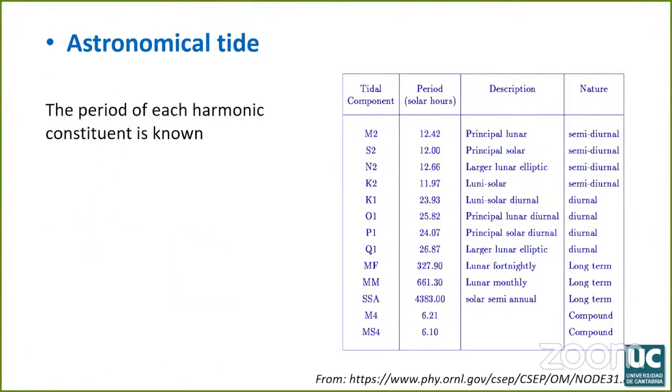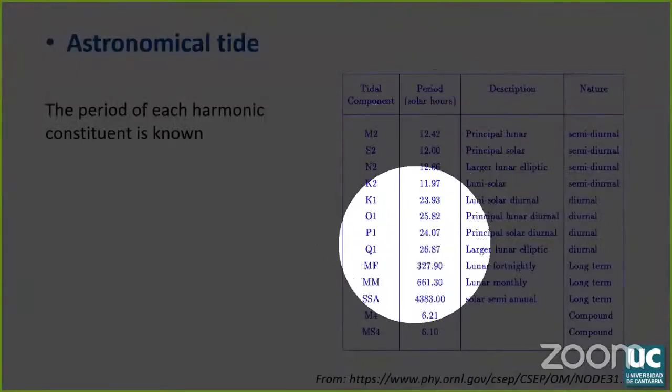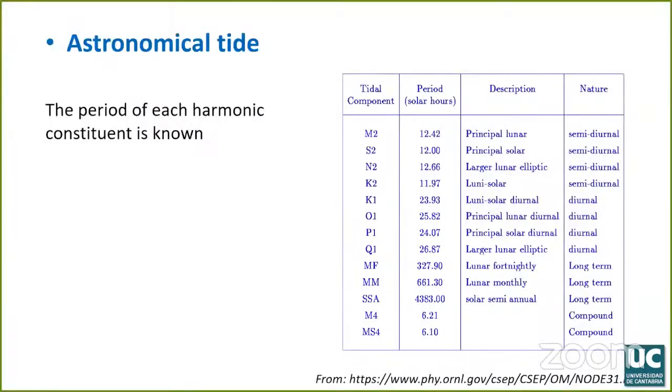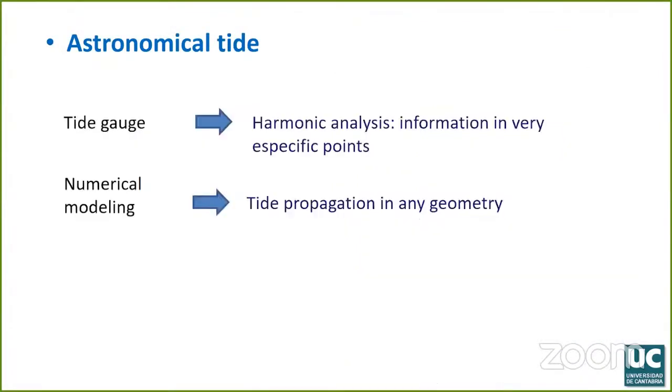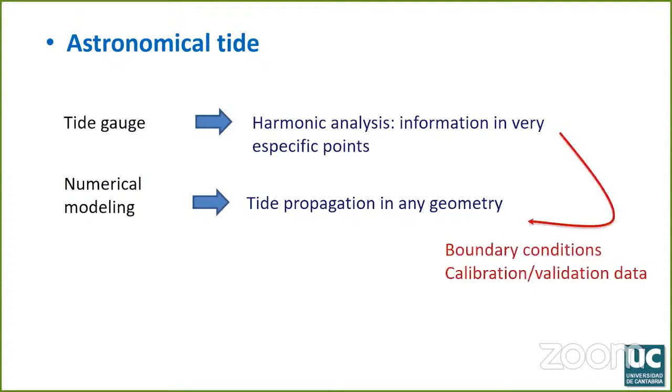Here you have a table of principal harmonic constituents. Note that the period of each harmonic constituent is known because, as I said before, the different periods represent astronomical motions between the Earth, Moon and Sun. So, if you know the tide at a specific location, and you are lucky and there is a tide gauge at the point of interest, you can apply harmonic analysis and obtain a sea level prediction for the desired time period. But if you need to calculate tide sea level and currents in an area, you will have to use numerical modelling and propagate the tide. Both approaches are complementary because the sea level record can be used as a boundary condition and/or validation data.